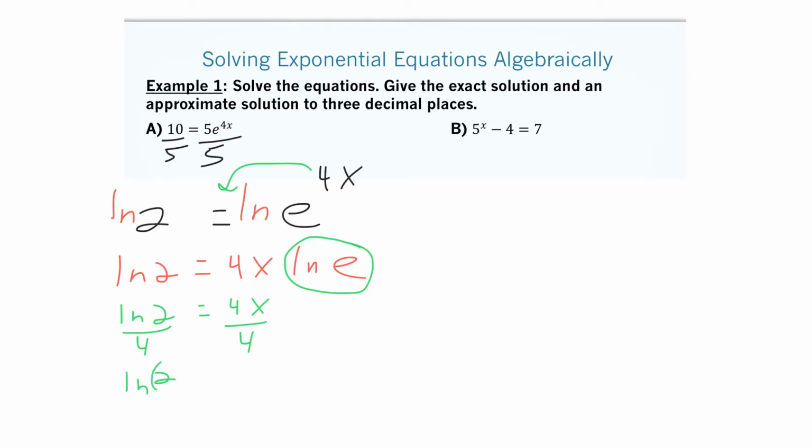Make sure when you put this in your calculator you close your parentheses. ln of 2 divided by 4 equals x. And when we put this in our calculator, we get 0.173.